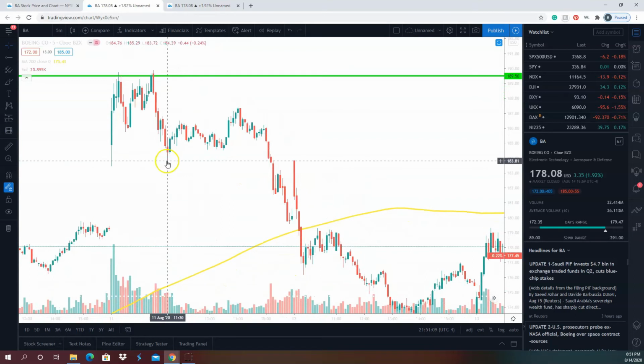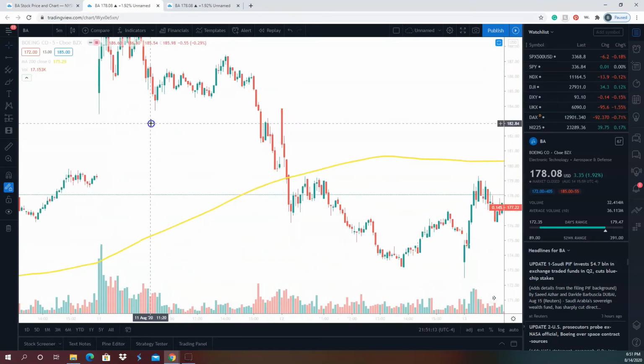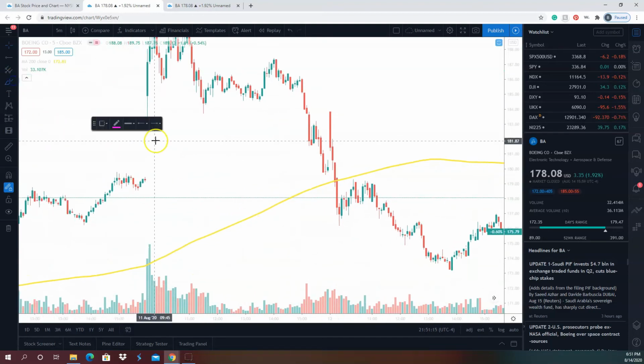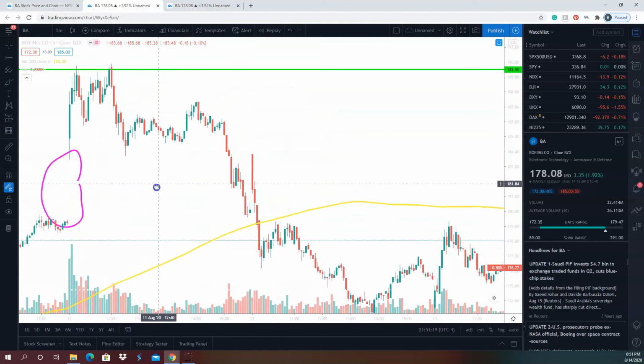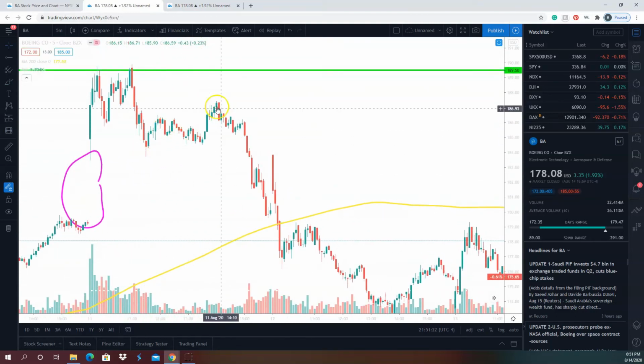Now we see it stop around this area, the same area here that it opened up. It didn't want to fill the gap yet. Where's the gap? Here's the gap right here. Boeing did not want to fill this gap yet. Now we see Boeing bounce around this area. And then finally we see a break with volume. You see this break with volume here.